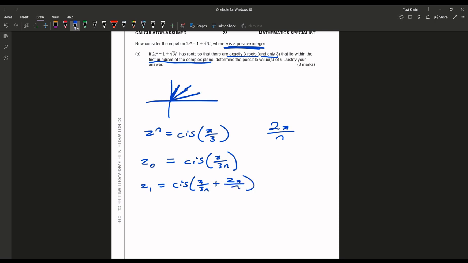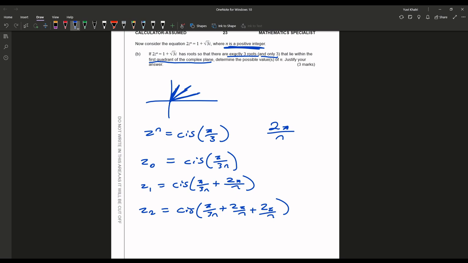So, for example, if this is z0, z1 could be this, and we're just going to add 2 pi on n to the angle. Now, continuing this, z2 could be cis of pi on 3n plus 2 pi on n, which is this root. So this is z1. So z2 is just going to be 2 pi on n again. So we're just going to add 2 pi on n.